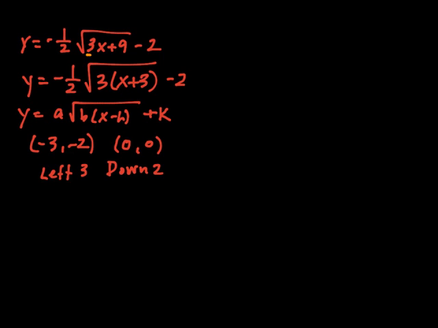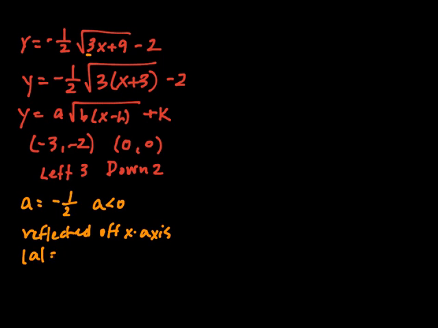Okay, now let's go ahead and look at the a value. I'm going to do it in a different color. The a value is -1/2. So a is less than 0, so that means it reflected off of the x-axis. Also, the absolute value of a equals 1/2. So the absolute value of a is less than 1, which means it is a vertical compression.